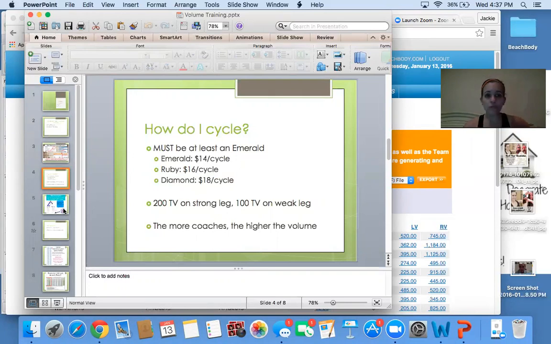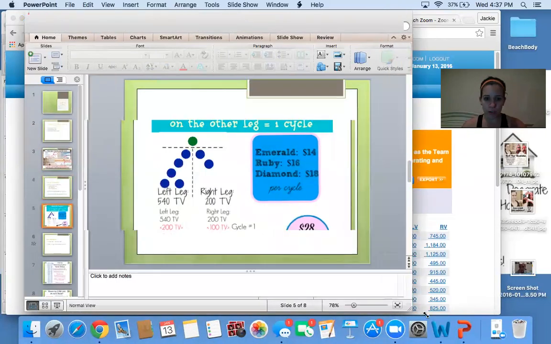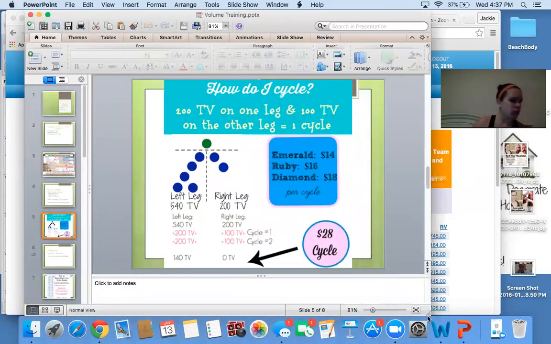Okay, so here's a little graphic. I couldn't find the one that Carly made, and then I found it after the fact. But so I just went ahead and I made this one myself. It says exactly the same thing.